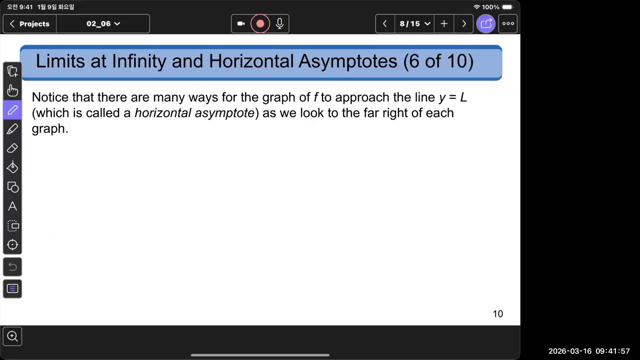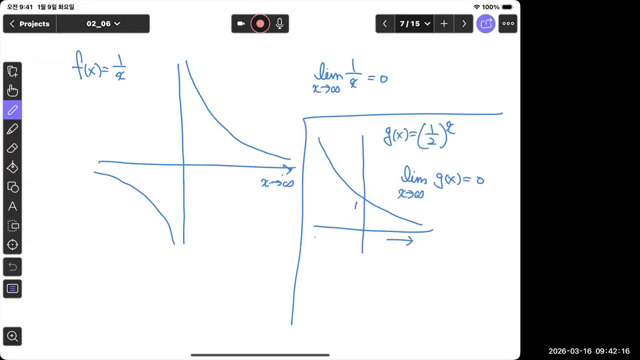So please notice that there are many ways for the graph of f to approach the line L. As I said, the graphs may approach the value L from below, from above, or it may oscillate. In the case of the 1 over x function or g of x function, they approach the value 0 from above. But some other functions may approach this limit L in different ways.